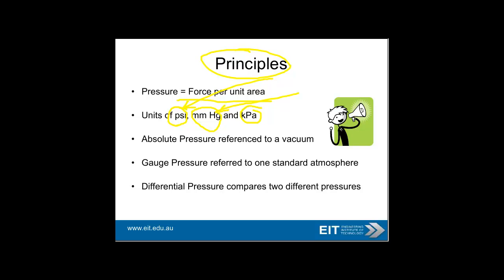So it's still around. Other terms we use are absolute pressure, which is reference to a vacuum where there's no air molecules at all. Gauge pressure is referred back to standard atmosphere. And differential pressure, when you hear that, means just the difference between 2 different pressures.